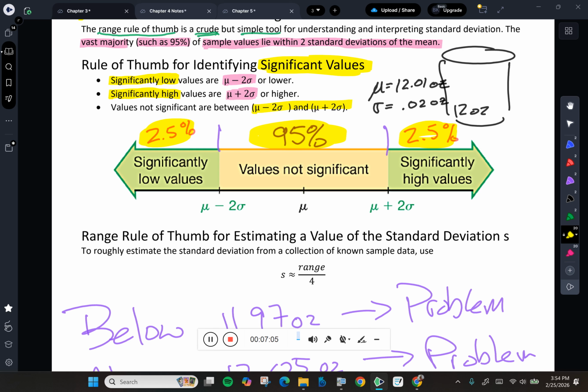So when we're looking at what's going on here, what does that tell me? What does it tell me if I go down to the production floor and I grab a can of soda and it comes back and I measure it in my lab and I measure it at 12.04 ounces?